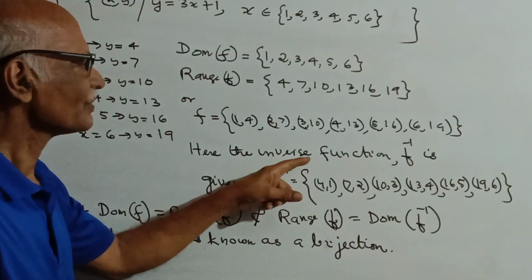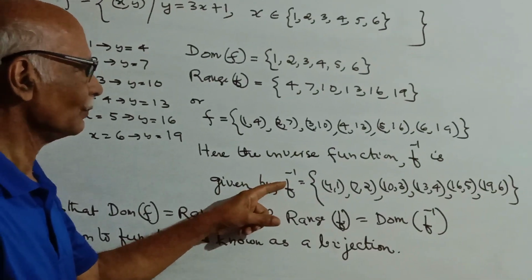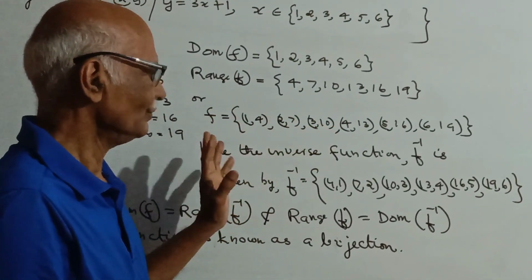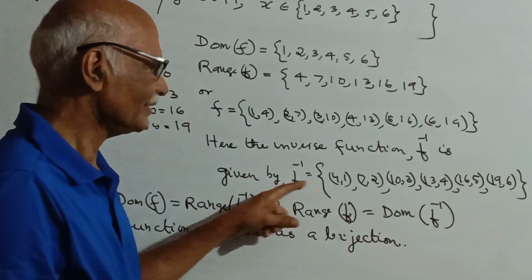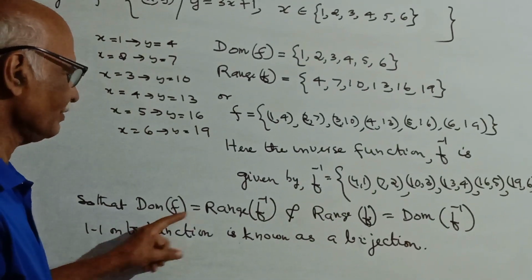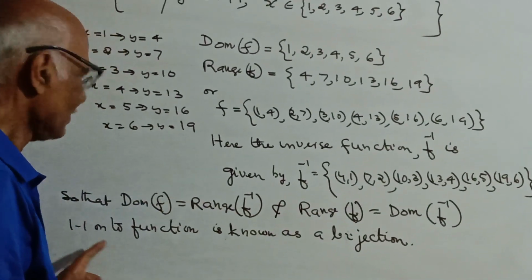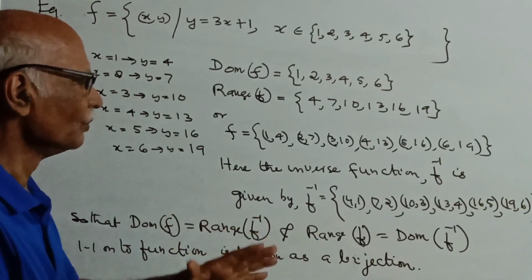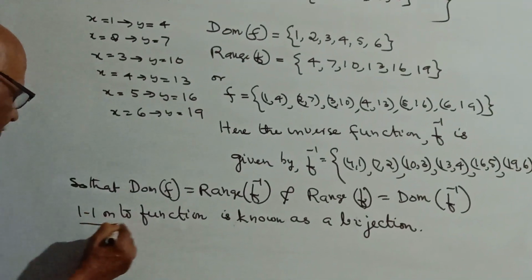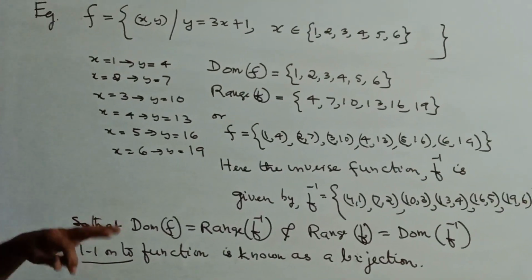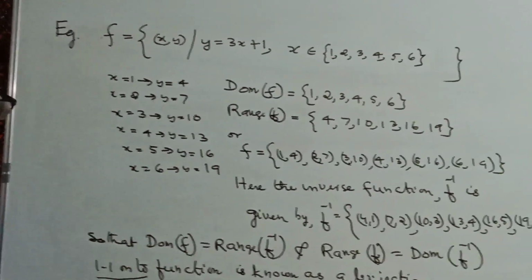Now here is the inverse function; this is F. The inverse function F inverse is given by interchanging the domain and the range. (1, 4) becomes (4, 1), (2, 7) becomes (7, 2), and so on. So F inverse is given here. Now the domain of F becomes the range of F inverse and the range of F becomes the domain of F inverse. A 1-1 and onto function is a bijection. In that case, there is the inverse. From A to B there is a function, and from B to A also there is the inverse function.